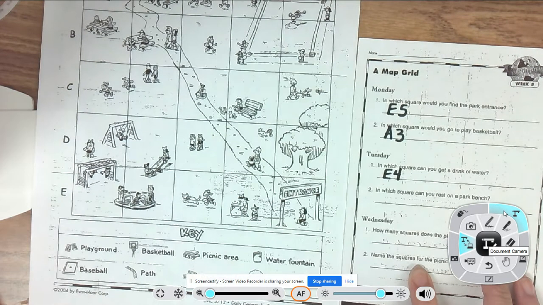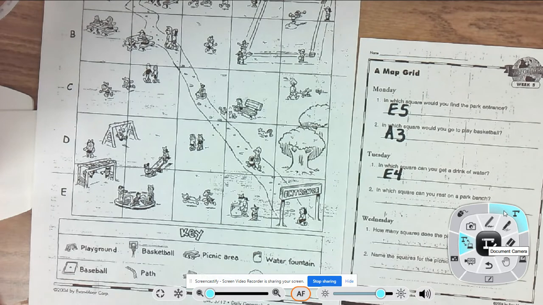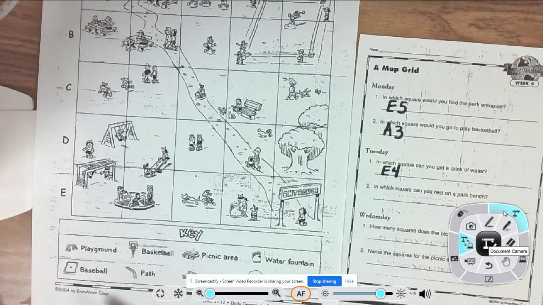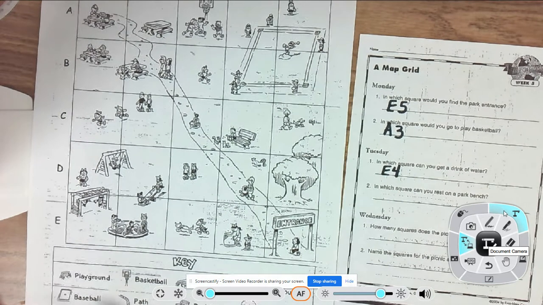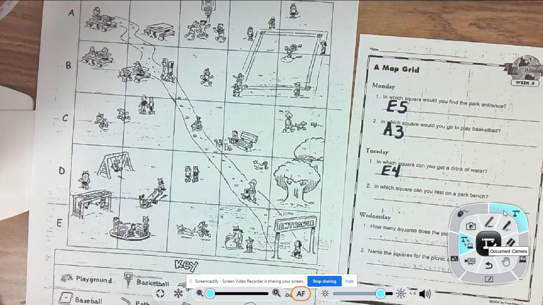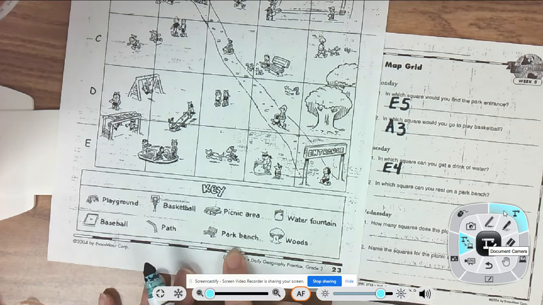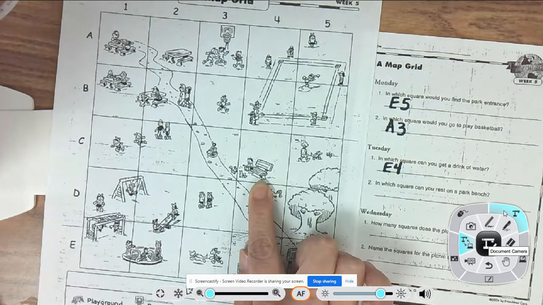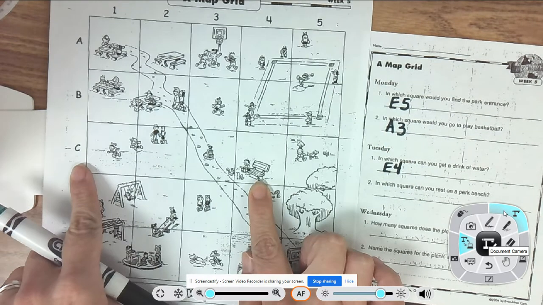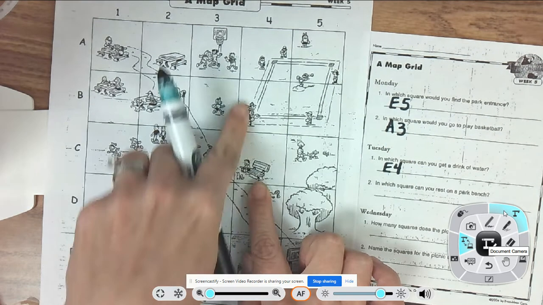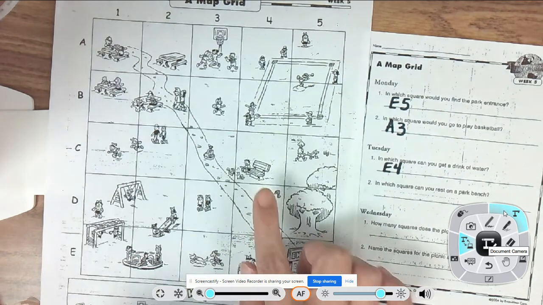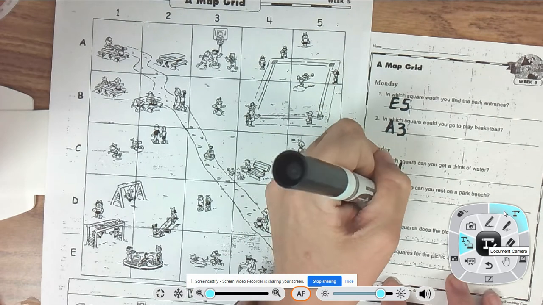Number 2 for Tuesday. In which square can you rest on a park bench? Well, let's go find my key, park bench. It's right here. Remember, we're going to find our letter first, which is C. Go up and for my number 4. C4.